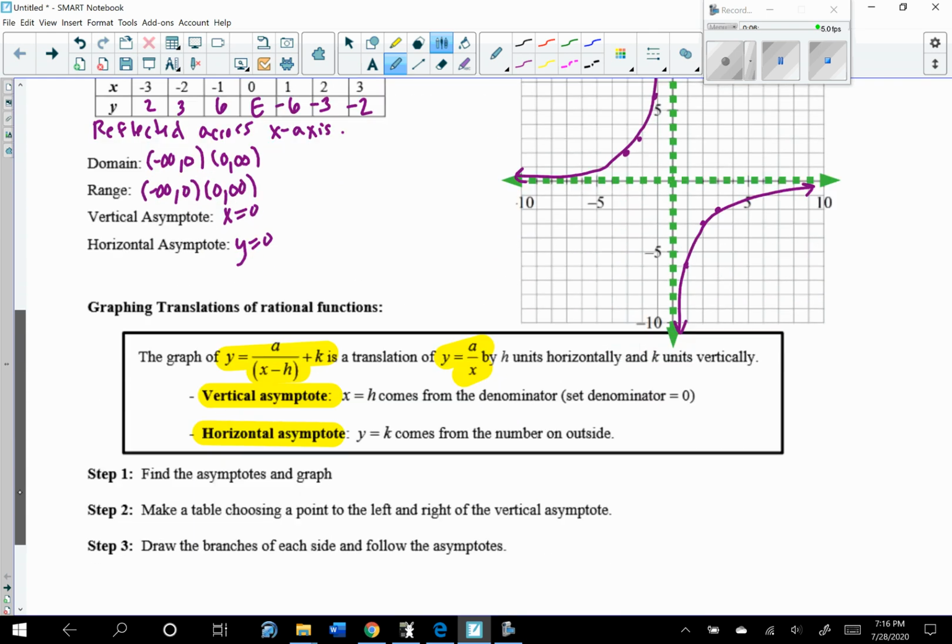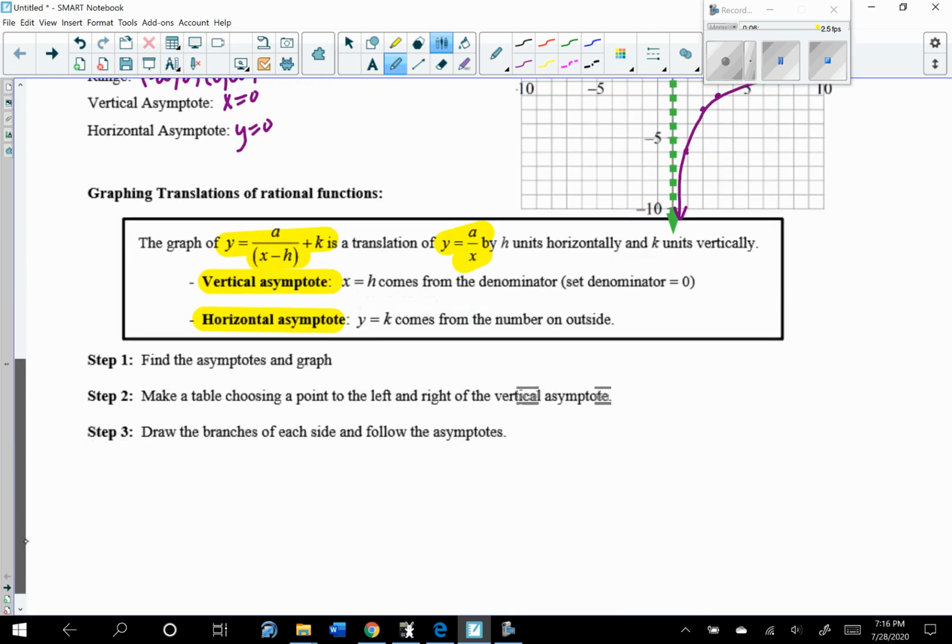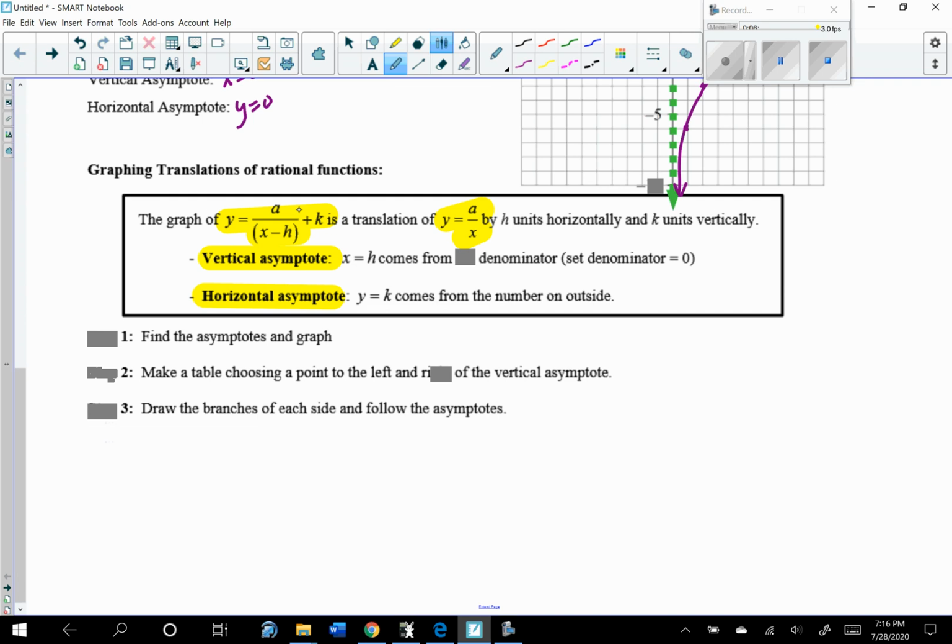Let's go ahead and look at translations of rational functions. The graph of y equals a over x minus h plus k is a translation of y equals a over x by h units horizontally and k units vertically. So just like we have y equals mx plus b, we also did last year our quadratic equations. Remember, we had a times quantity x minus h squared plus k, and then we did our absolute value functions this year. So it's kind of the same idea with the h and the k. So your vertical asymptote comes from the denominator.